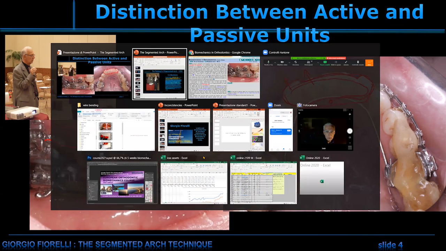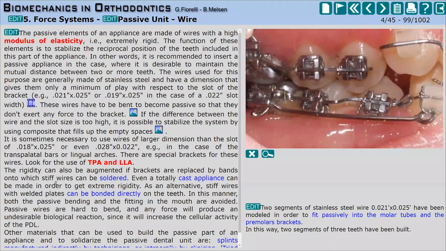Now, I switch to the book. We are in chapter 5, page 99 for those who are interested. Those images you can see later in the book as well, and you see the same image.